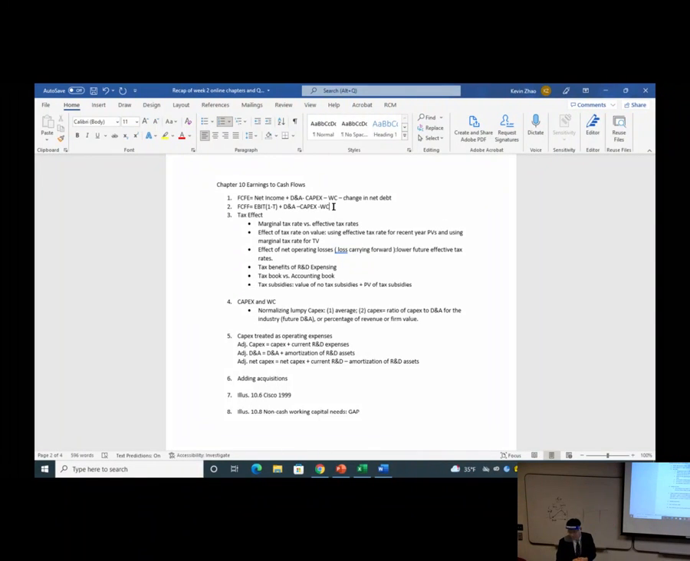FCFF, on the other hand, starts with operating earnings, EBIT. That is cash belonging to shareholders and debt holders. Of course, you apply that 1 minus T, right? It's called after-tax operating income, which belongs to the debt holders and the shareholders. And then you add depreciation and amortization minus CapEx. That's net CapEx. And minus the change in working capital. So that's how you get free cash flow to the firm.